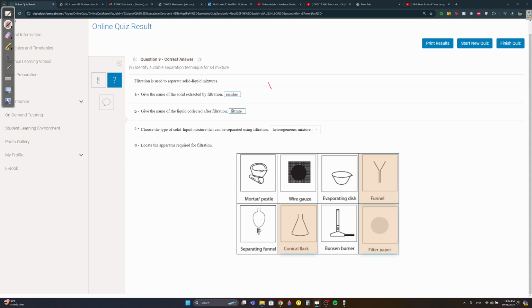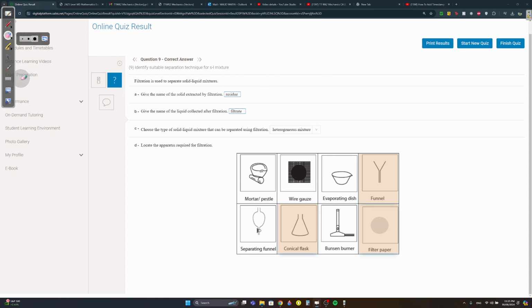Give the name of the solid extracted by filtration. So the thing that stays up. You have filtration, right? This is the funnel or whatever. The thing that stays up is what got filtered. The solid that stayed up here is what we call the residue. Residue, in English, the definition of the word residue means what's left behind. So this is what's left behind in the funnel. Then what went down is obviously the liquid, which is the filtrate.